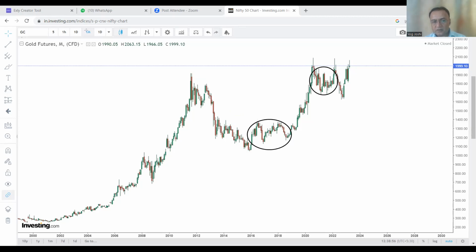So this is the monthly chart. Every single candle represents an entire month. So gold was in a sideways direction for almost this many months.